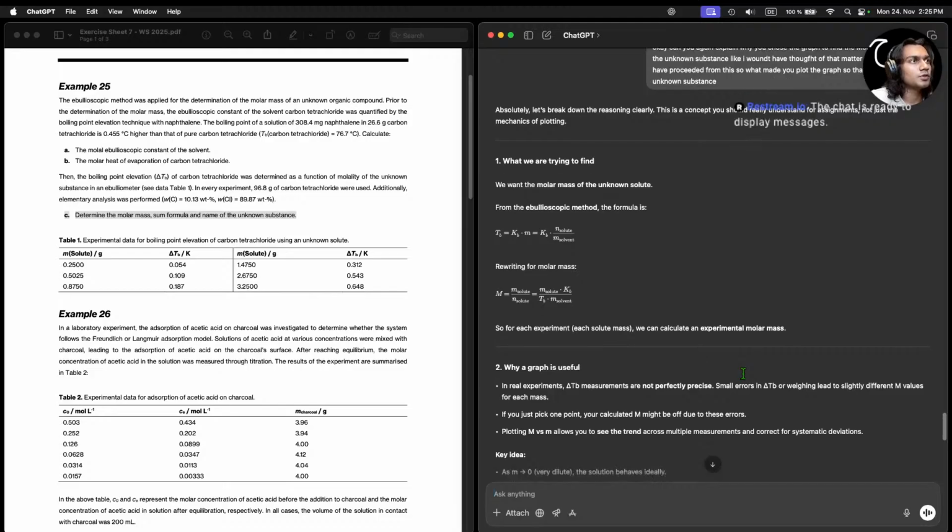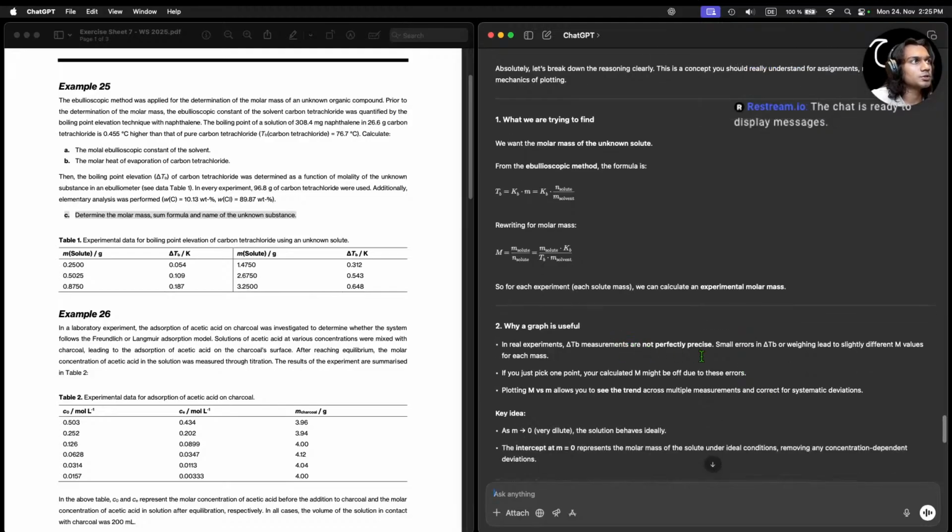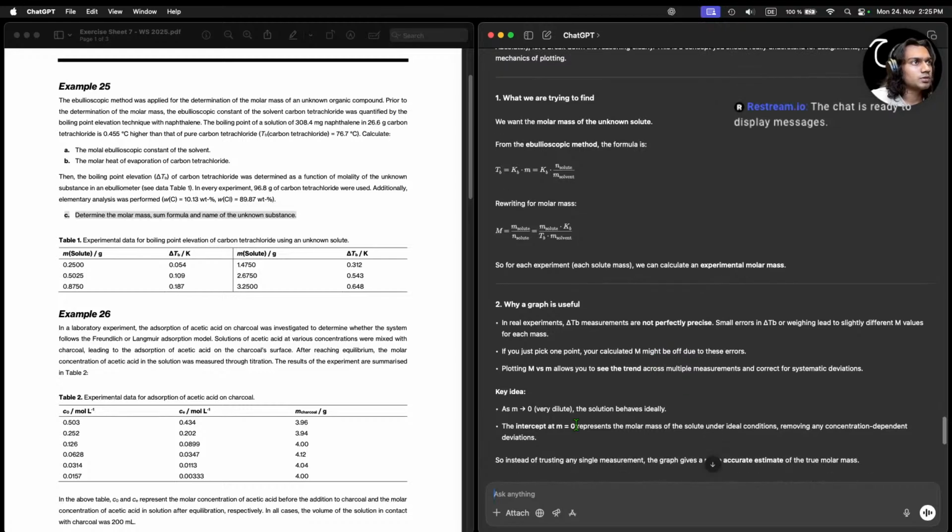Why is a graph useful? In real experiments, delta T measurements are not perfectly precise. Where is delta T? Okay. As m equals 0, very dilute.